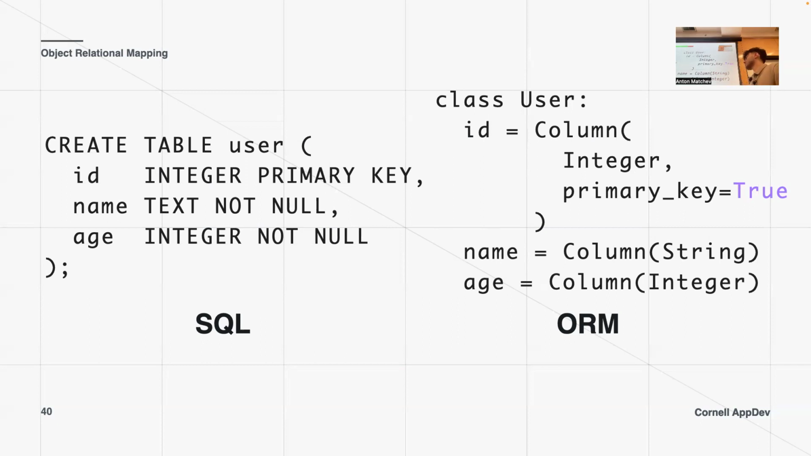But the equivalent in our ORM, or object relational mapping, is this one, where we create a class called User. And this is just Python syntax, by the way. It has an ID field, which equals a special type of object in the ORM. And then we can specify the actual fields that it'll take. So this column is going to represent only integers, and this is going to be the primary key column. And then we have a name, which is a string, and then an age column, which represents an integer.